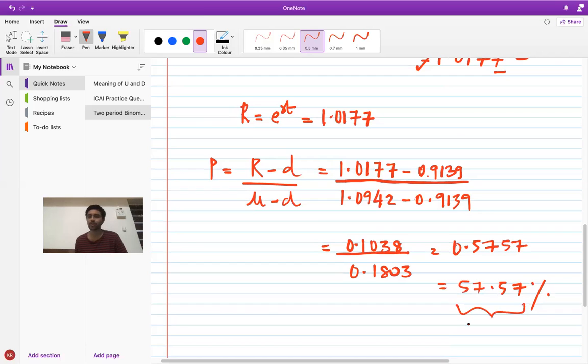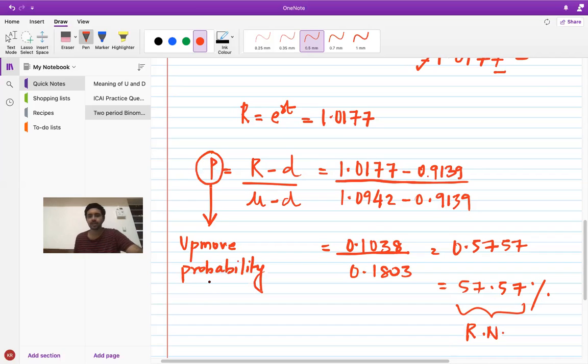This is the risk neutral probability. If you remember, this is the risk neutral probability. This is the probability that would have been assigned by a risk neutral investor, given that his required rate of return is 7% per annum, compounded continuously. This is the probability that he has assigned for the up move. P is always denoted for the up move.